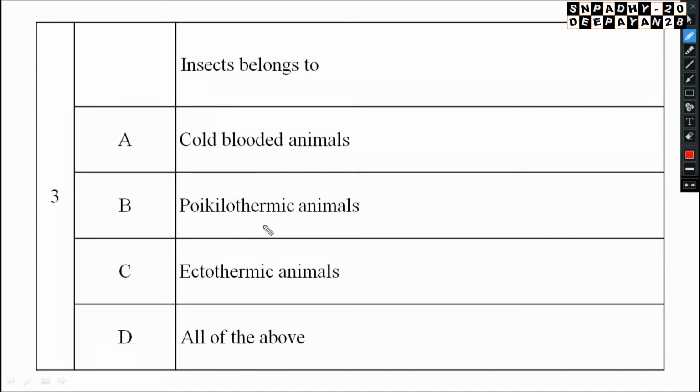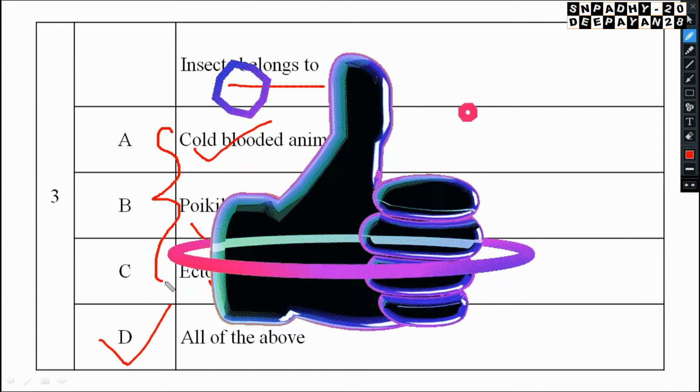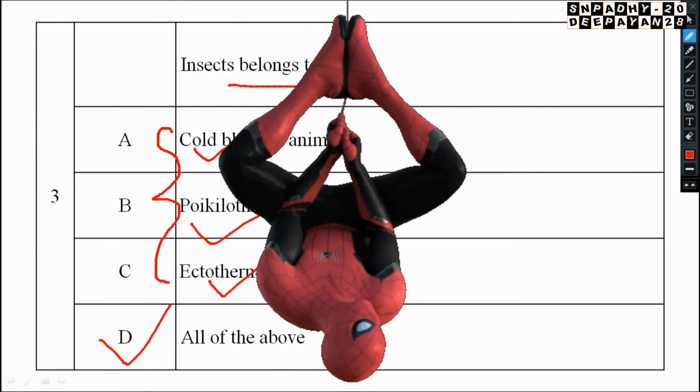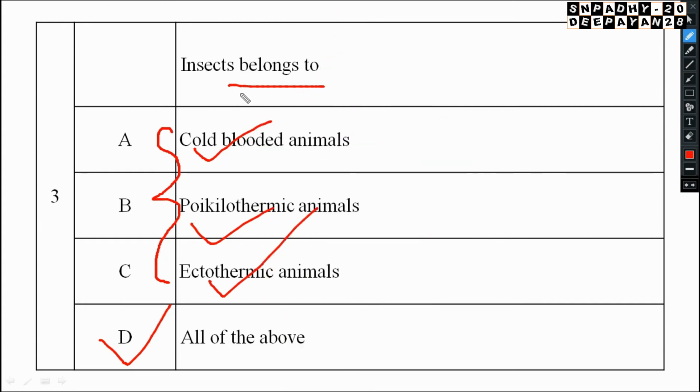Then coming to the next question, insects belong to which group? Cold blooded, poikilothermic or ectothermic? Actually the answer is all of the above, because these are nothing but synonyms of cold blooded animals, having equal meanings. So insects are cold blooded, poikilothermic, ectothermic animals. Your answer is option D.